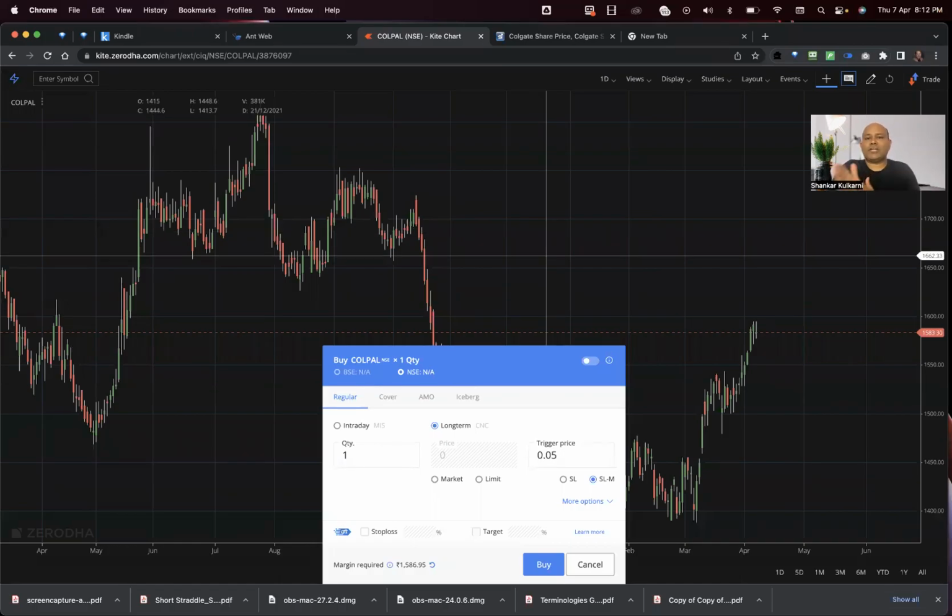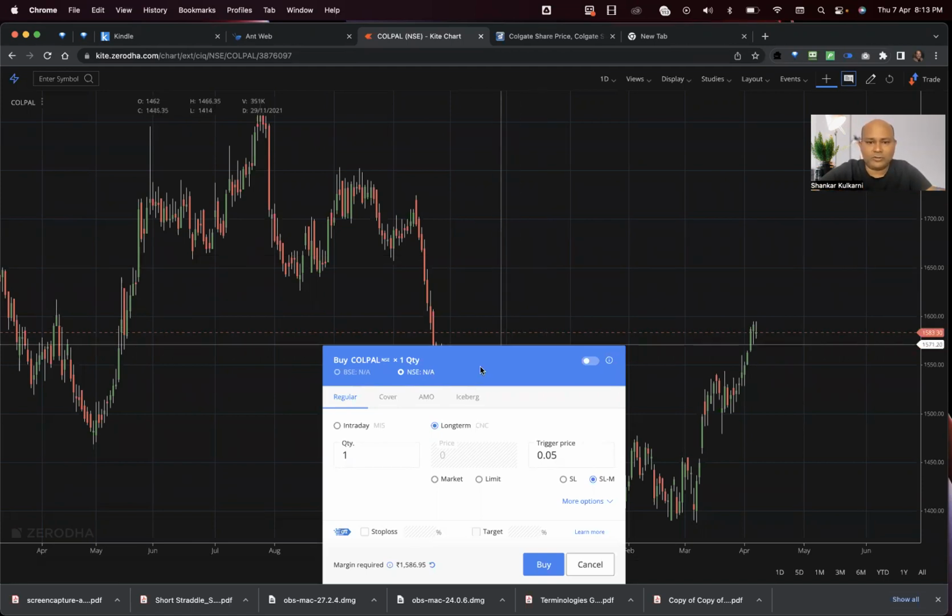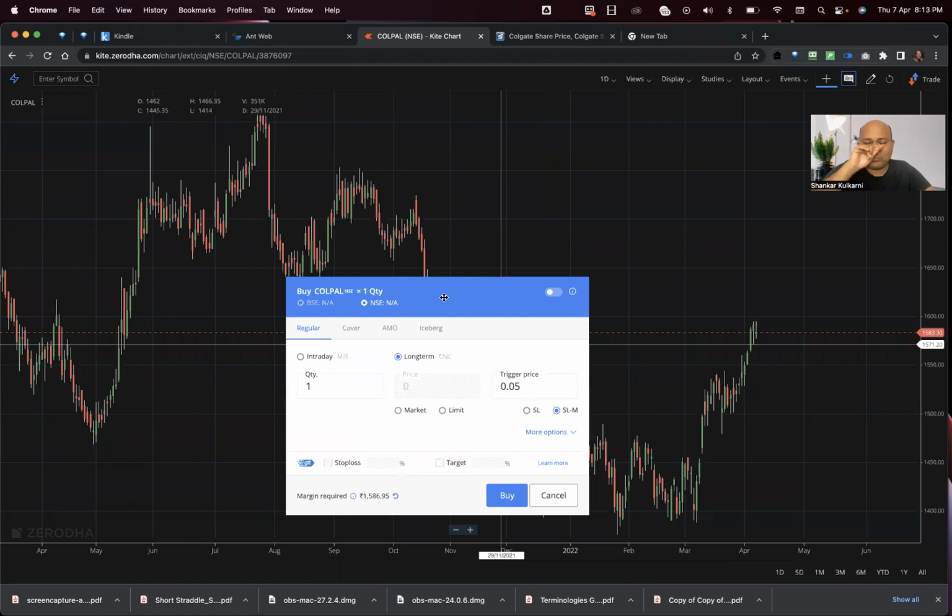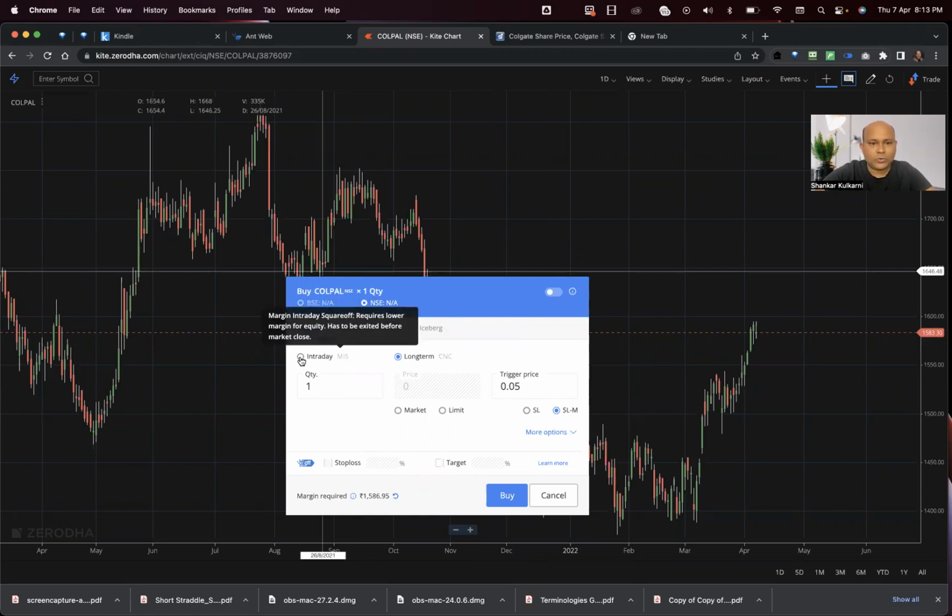Okay, one of the common questions that I get asked is, Shankar, what's the difference between SL and SLM with respect to Zerodha and with respect to other portfolios also? Let's say I have opened the screen and I want to buy a particular stock, which is in this case the stock that I want to buy. Can you see two types? One is called intraday, the other one is called long term.